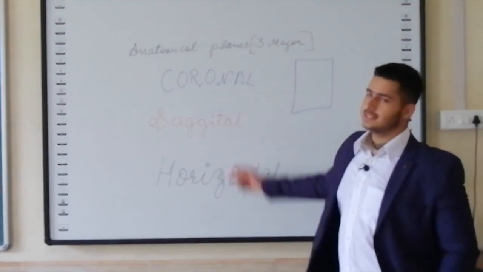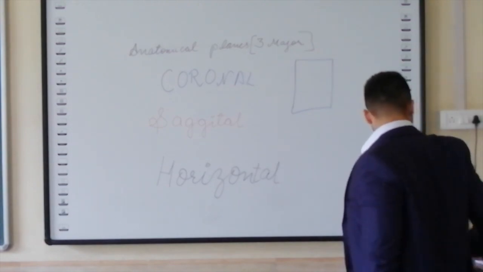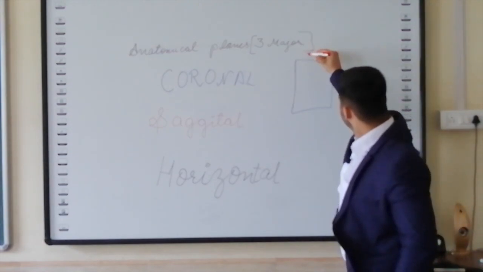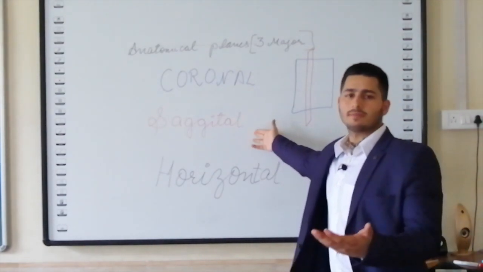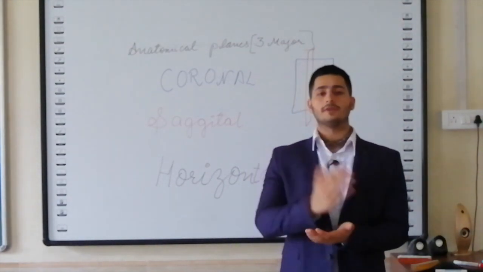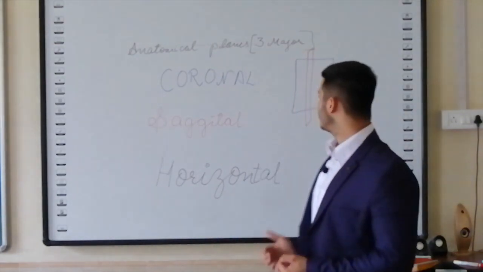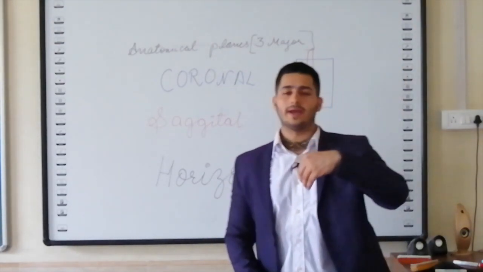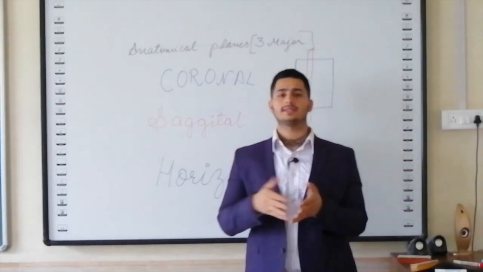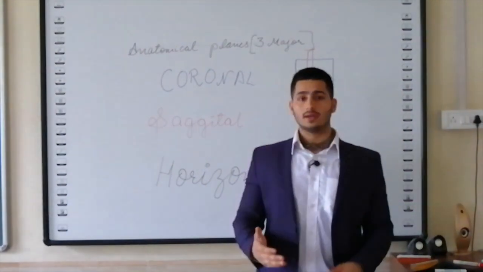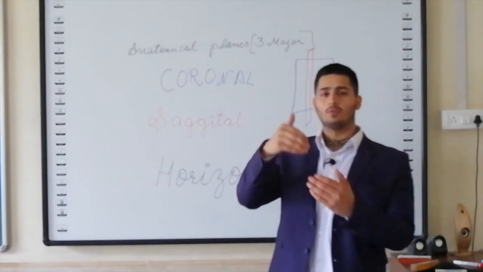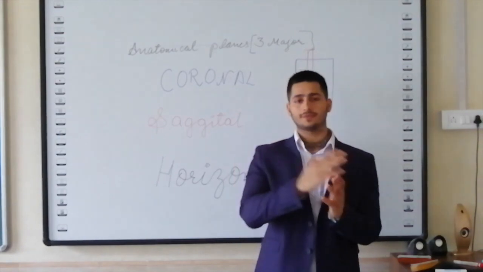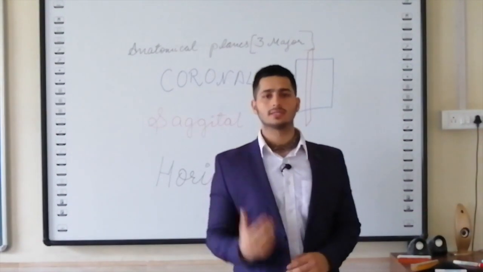Now we talk of the sagittal plane. This sagittal plane divides the body into equal left and right halves. And the plane that divides it equally is known as the median sagittal plane. I hope that's clear. This is the sagittal plane, but the axis at which the body is divided into two equal halves, left and right, is known as the median sagittal plane.